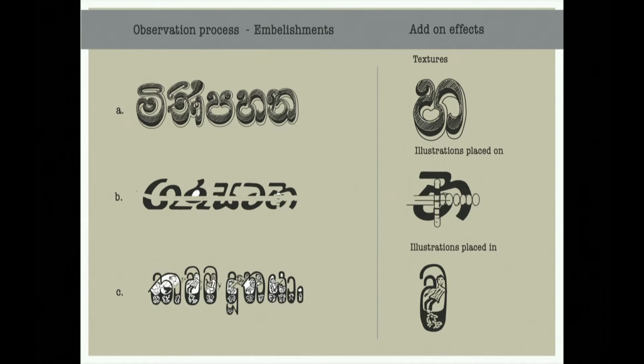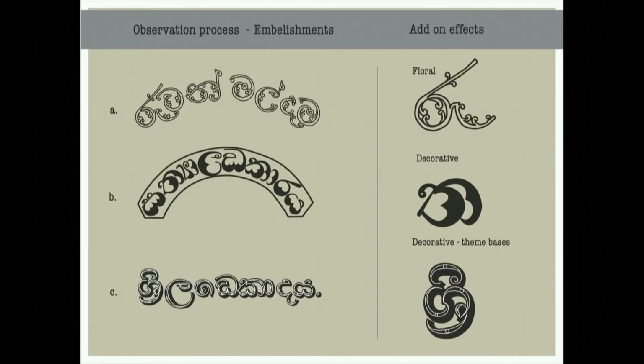Other things that bring in the embellishments would be the add-ons, which is you have textures on the letter, you have illustrations placed on the letter or in the letter. So as a result, we have all those, including the floral element add-ons, the decorative elements, and the decorative theme-based elements. So this is all based on the letters, the newspapers that we have identified.